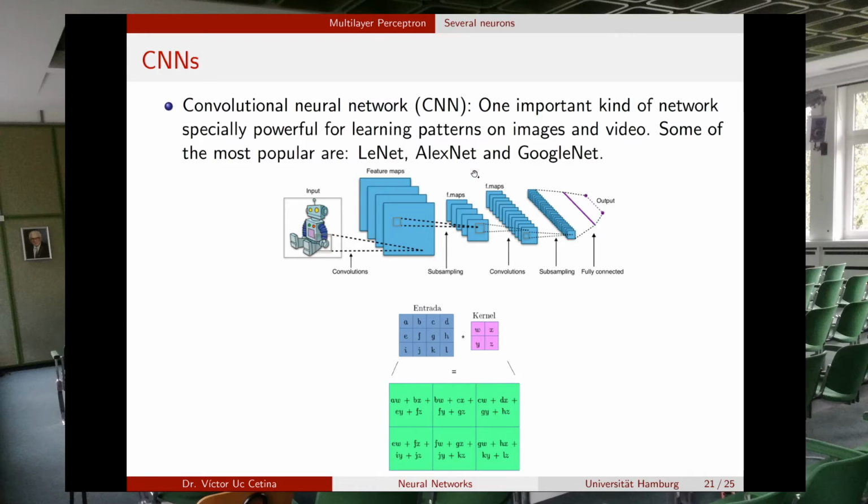By far, the most famous are these three: LeNet, AlexNet, and GoogleNet, and they have been tuned to solve very complex tasks of recognition in images and video. So this is one of the most important kinds of neural networks that are being researched by many people around the world.